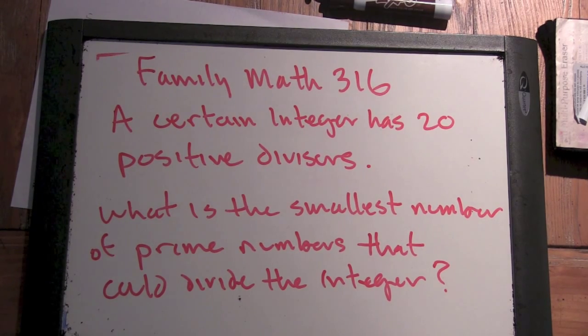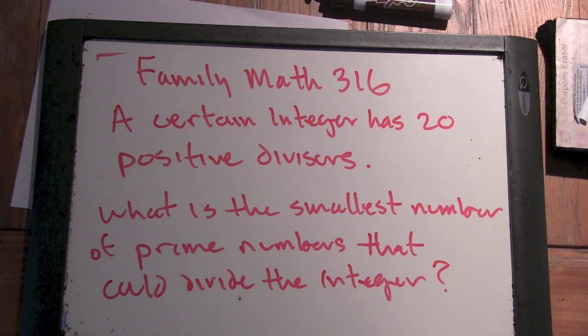Today we were talking about counting the number of divisors of a number. And how do you do that? How do you count the divisors of a number? Well, first you factor it into primes.